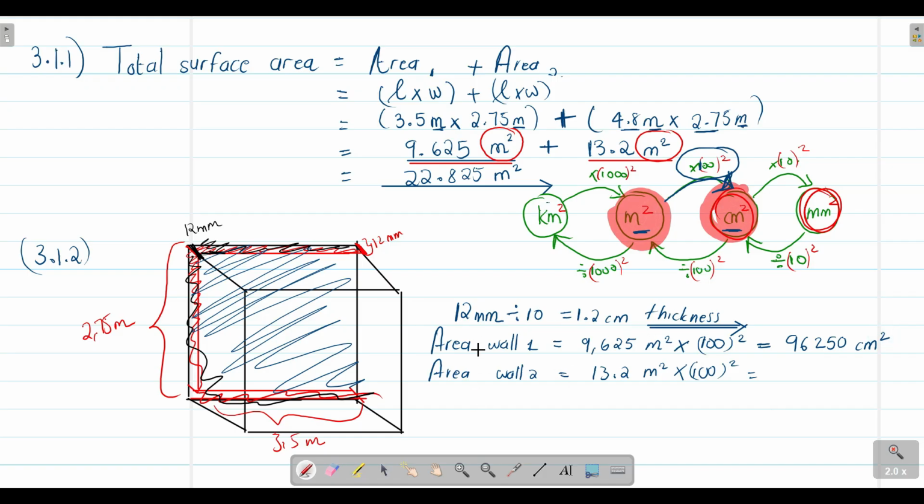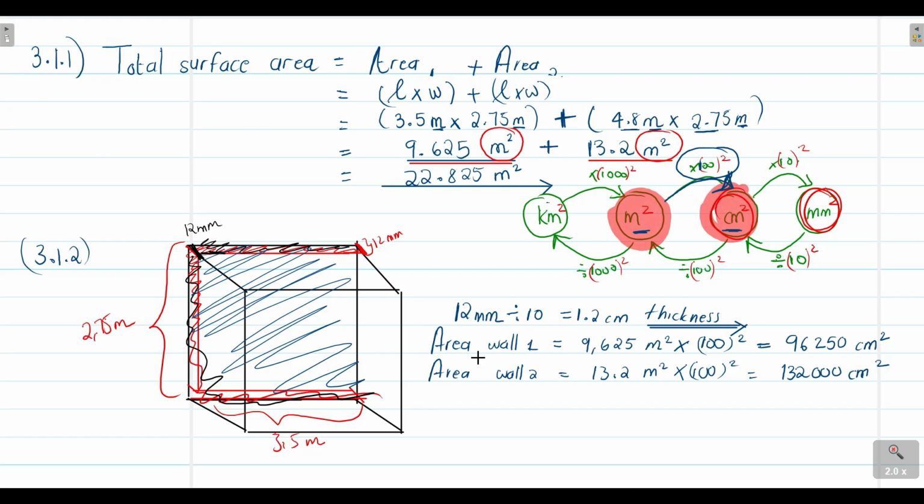Okay, how would we basically convert this one? 13.2 meters squared, same thing, 13.2 multiplied by 100 squared. Answer is 132,000 centimeters squared. So now we are more than ready to basically substitute these values into our formula.